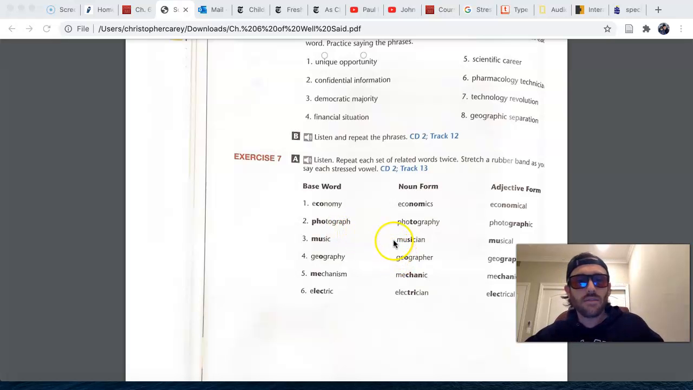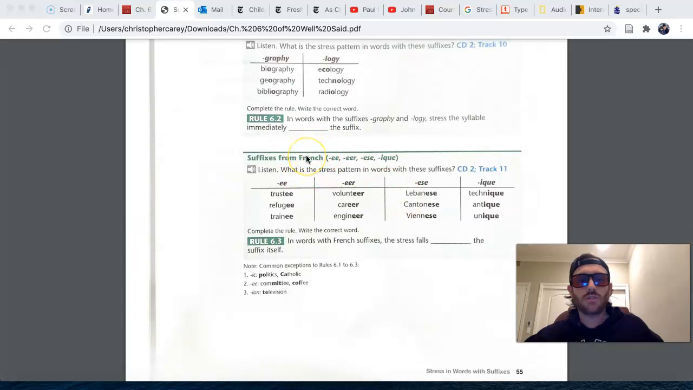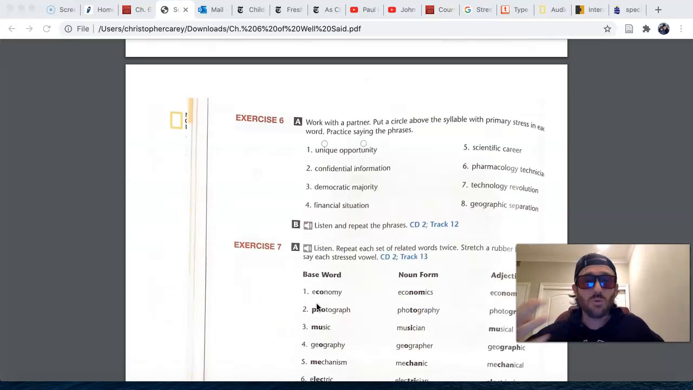So we can find that, as is the case with many of these suffixes, the syllable right before the suffix gets stressed, and with words deriving from French, the word stress is in the suffix itself. So hopefully that's helpful for you in pronouncing these multi-syllable words, and that you can do so with more confidence now in English.